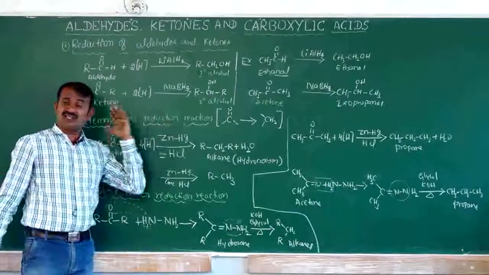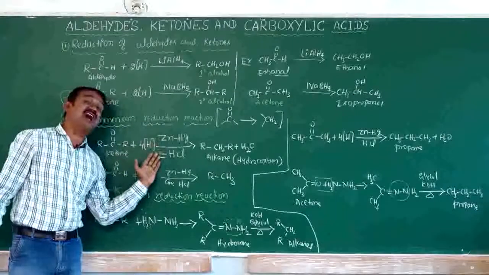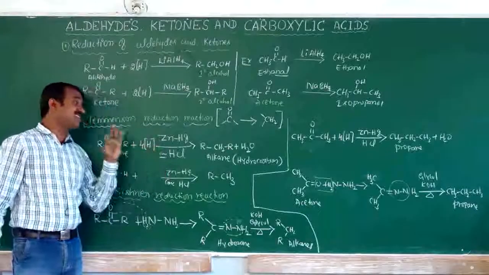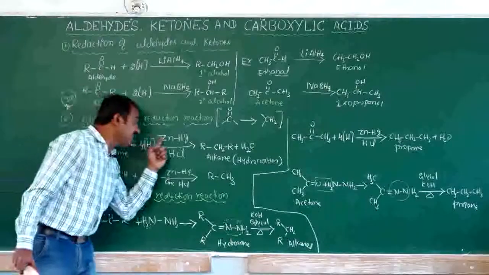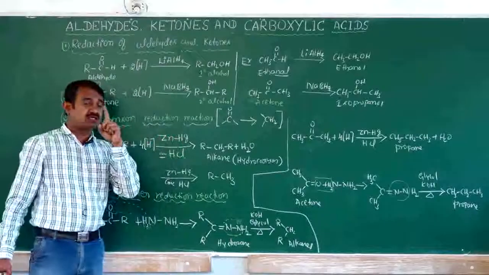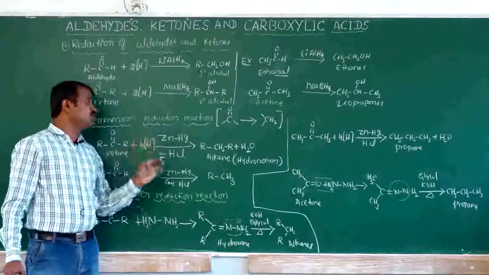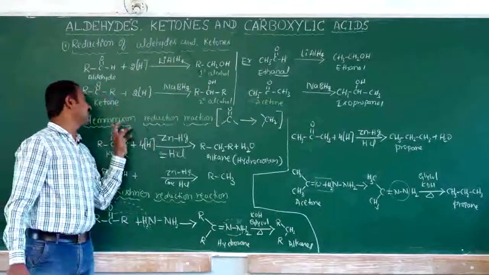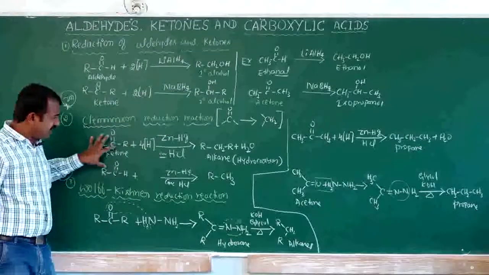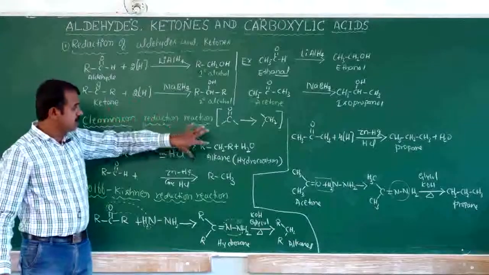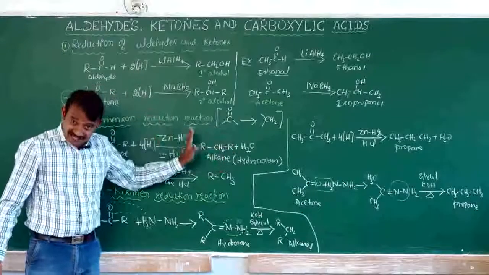In the Clemmensen reduction, the reagent is zinc amalgam in presence of hydrochloric acid. If they ask which reagent we are using in Clemmensen reduction, you have to write zinc amalgam in presence of concentrated HCl. They will ask this as a 1 mark question. For the explanation: aldehydes or ketones are reduced with zinc amalgam in presence of concentrated HCl to form hydrocarbons in Clemmensen reduction.